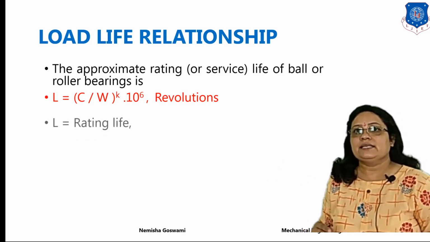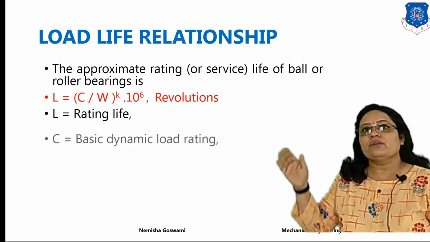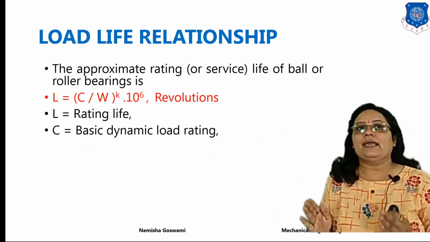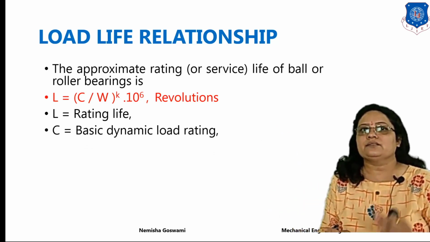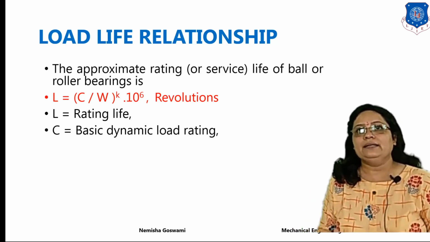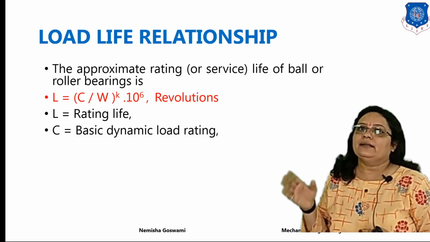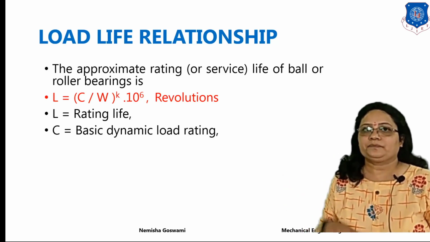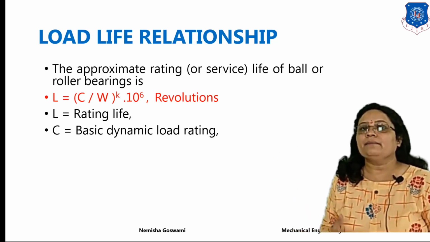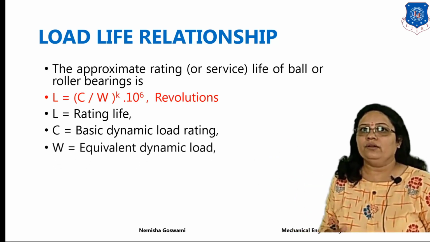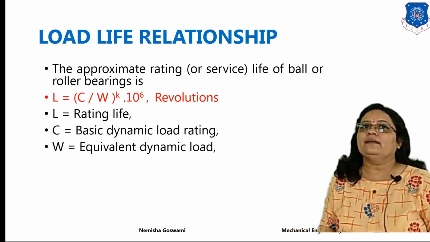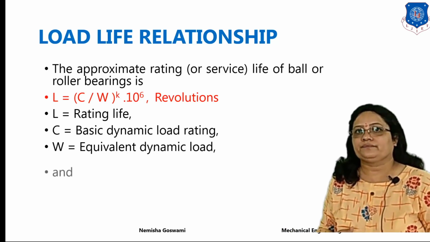So what are C, L, and W? L is your rating life. Sometimes L is denoted by L10 and sometimes by L90. In Kurmi, it is denoted by L90. In Bhandari and other books, it is denoted by L10, right? What is C? C is your basic dynamic load rating, and W is your equivalent dynamic load, right?